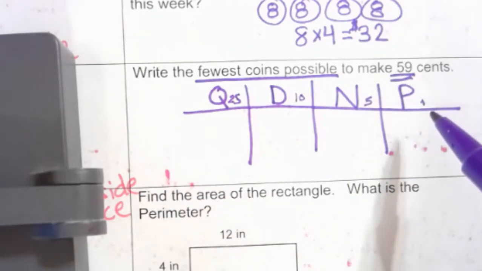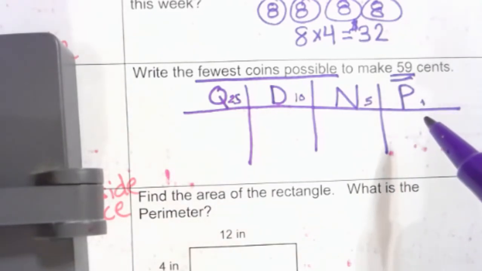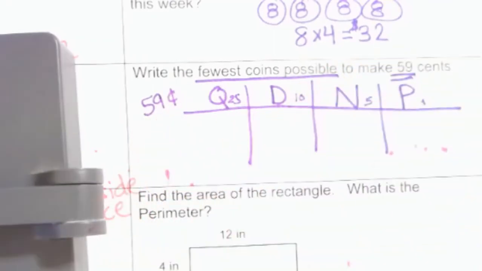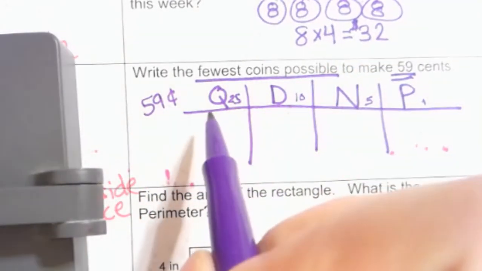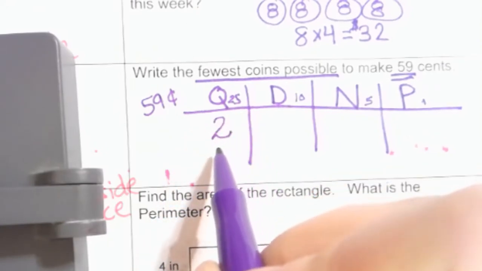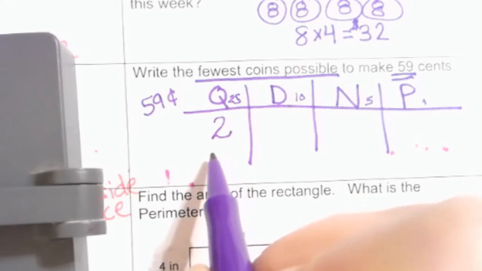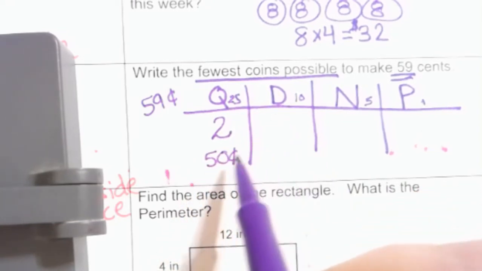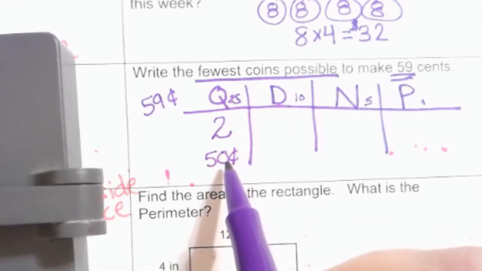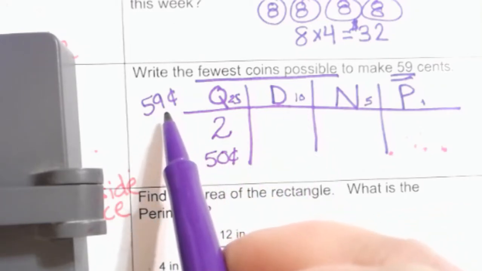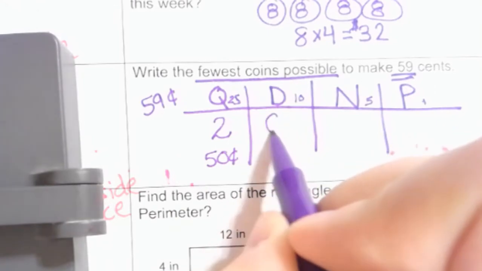We want to know how many quarters we can fit into 59 cents. So we're going to have 25, 50. I can fit 2 quarters into 59 cents, and I'm at 50 cents. Can I fit any dimes back in? Well, a dime is worth 10, and 50 plus 10 is 60. That's too much, so I can't fit any dimes.